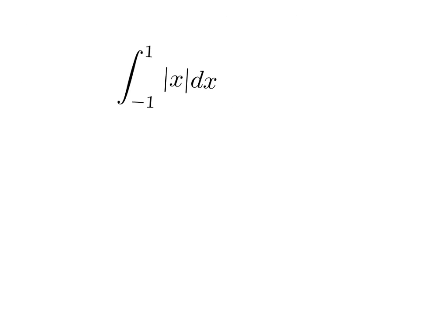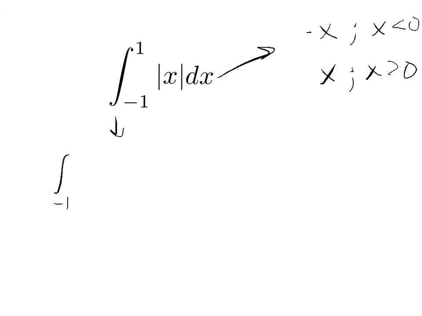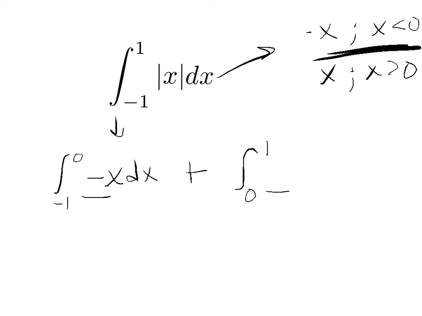So if you take a look at absolute value functions, this function means when x is less than 0, it's negative x. And when x is greater than 0, it's positive x. So we can break this into two separate integrals, the integral from negative 1 to 0 and the integral from 0 to 1. But the function that goes in here is going to be different. From negative 1 to 0, it's negative x dx. And from 0 to 1, it's x dx.